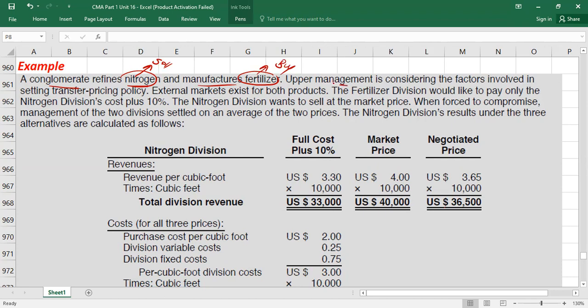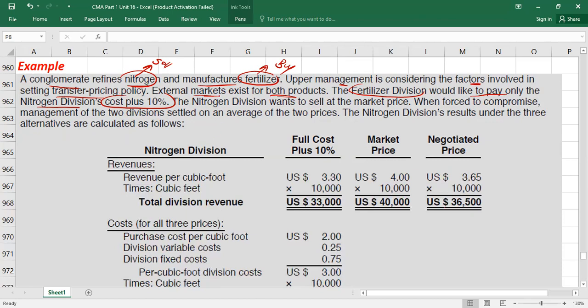Upper management, like top management, is considering the factors involved in setting the transfer pricing policy. They are looking at what should be the transfer price. An external market exists for both products, for nitrogen and for the final product, fertilizer. They're saying the fertilizer division would like to pay only the nitrogen division's cost plus 10%. It is the wish of the fertilizer division: I'll pay you your cost plus 10% profit. So actually, this is the first transfer price we got, cost plus 10% profit. This is the first strategy.